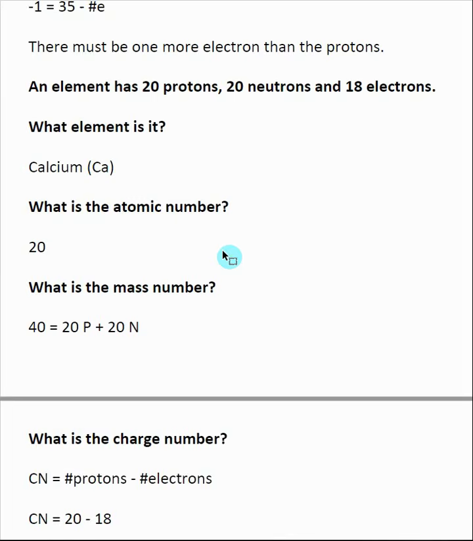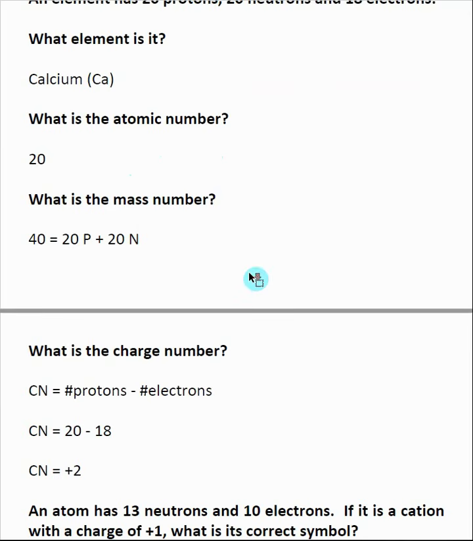So there's a few different ways we can ask these questions in terms of the relative amount of protons, neutrons, and electrons in a given element. So here's another one. I tell you that an element has 20 protons, 20 neutrons, and 18 electrons. The first question is, what element is it? So I go to the periodic table, I find what element has 20 protons. Above the elemental symbol, there'll be the number 20, and that's calcium. Then it asks, what's the mass number? That's the number of protons plus the number of neutrons. So 20 plus 20 is equal to 40.